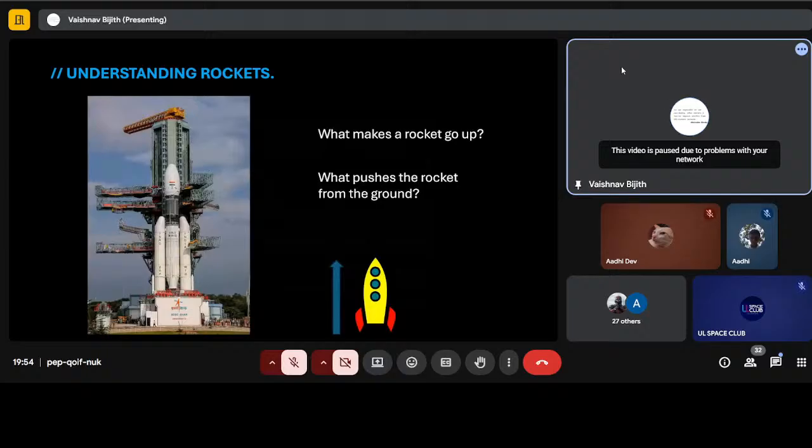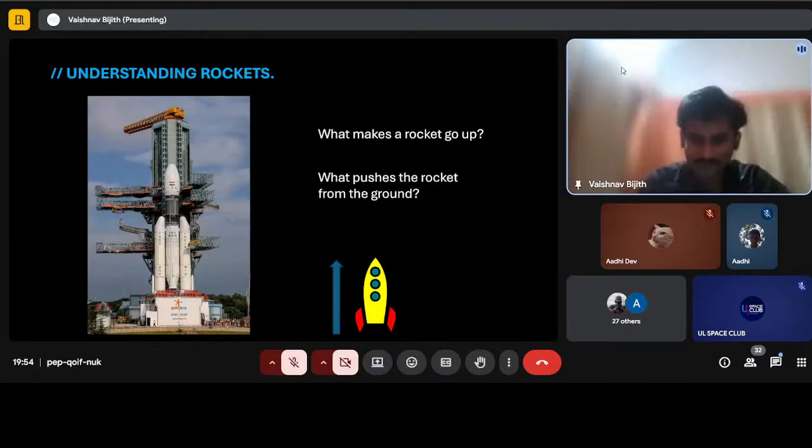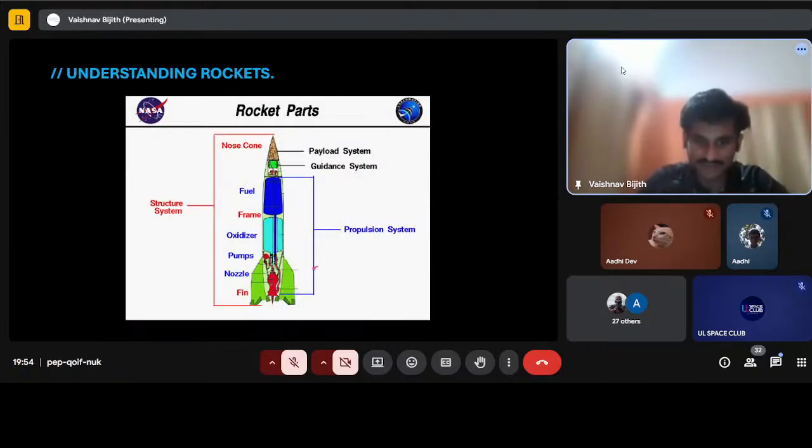We discussed that rockets have fuel and thrusters. These are the basic, fundamental parts of a rocket. It has a nose cone, a payload system, a guidance system, a fuel tank, everything. We will briefly discuss each of them and its importance. The first thing is the nose cone.